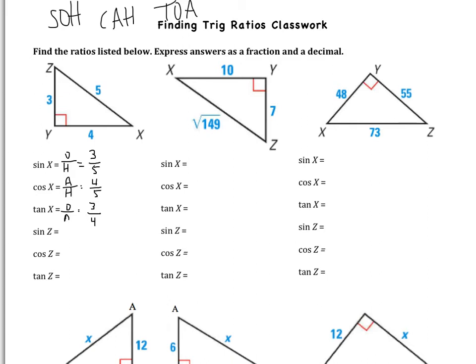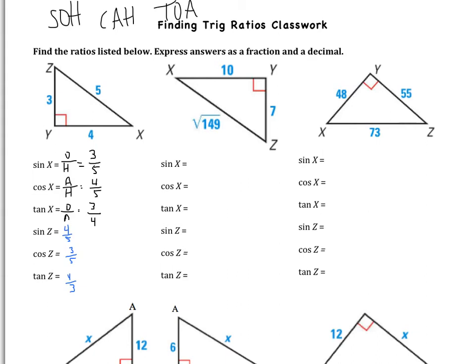Now, for z, sine of z is opposite over hypotenuse, which is 4/5. Cosine of z is adjacent over hypotenuse, or 3/5. And then tangent is opposite over adjacent. Opposite is 4, adjacent is 3.